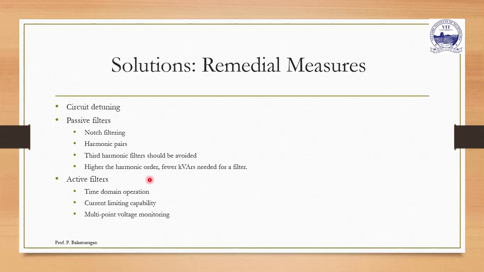And the remedial measures. The remedial measures are circuit detuning, or providing a passive filter or active filter. Here the passive filters are notch filtering and harmonic filters. A third harmonic filter should be avoided because this may cause system resonance, and the higher the harmonic order, the fewer kVA are needed for a filter. Also for the third harmonic filter, since the frequency is very low, the values of the filter inductor and capacitor required may be quite high, and hence the power rating, size, cost and other factors.